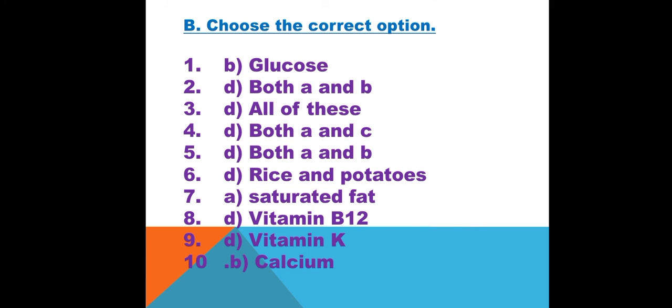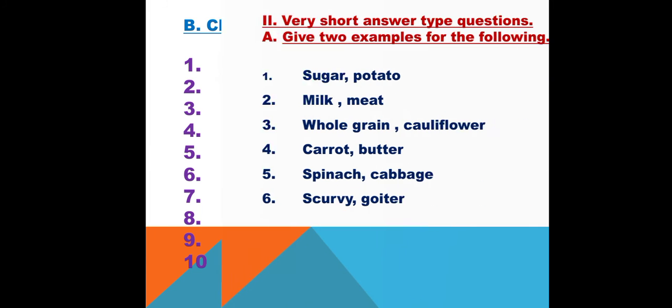Okay, once again listen. Choose the correct answer. First answer, option B, glucose. Second one, option D, both A and B. Third one, option D, all of this. Fourth one, option D, both A and C. Fifth one, option D, both A and B. Sixth one, option D, rice and potatoes. Seventh one, option A, saturated fat. Eighth one, option D, vitamin B12. Ninth one, option D, vitamin K. 10th one, B, calcium.